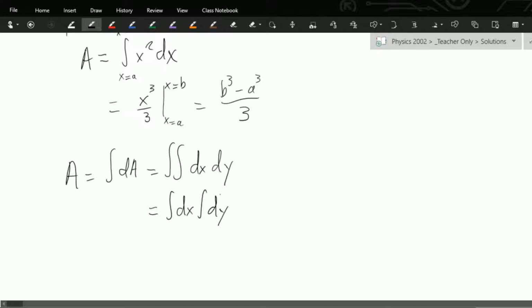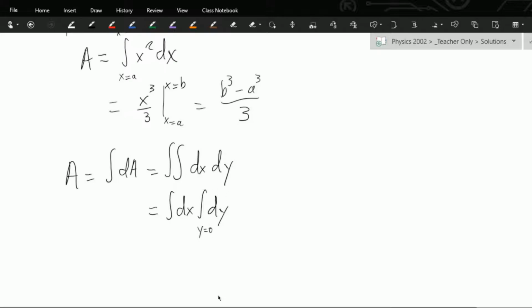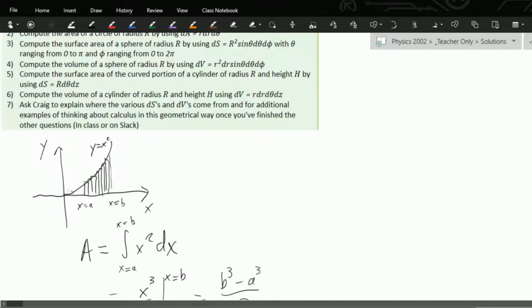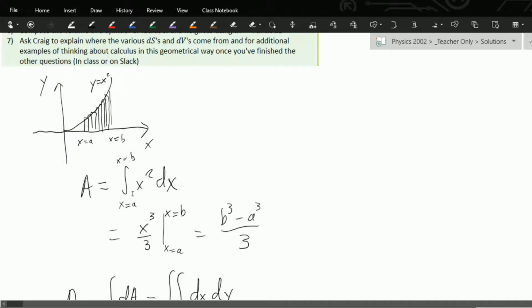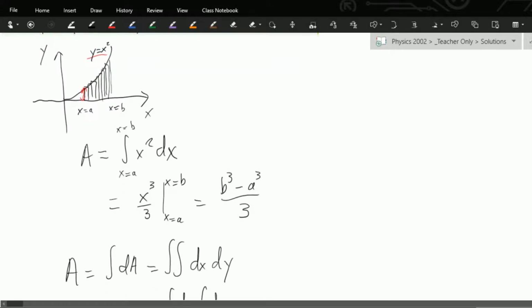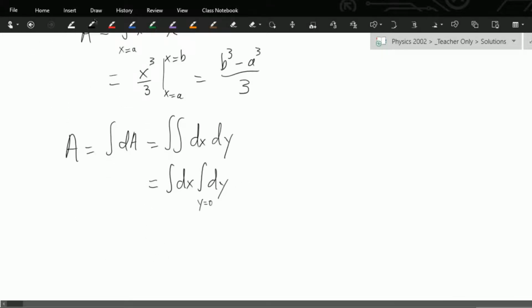Now, when I'm integrating with respect to y first, y is going to start from 0. So it starts along the y-axis here for y is equal to 0. And then it goes up to the line where y is equal to x squared. And so that's going to be our upper limit here. So this is going to be y is equal to x squared. And then x is going to range from x is equal to A to x is equal to B.